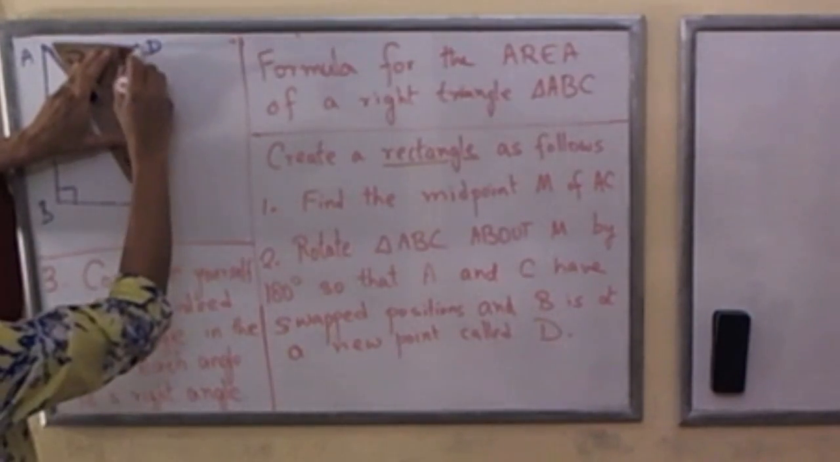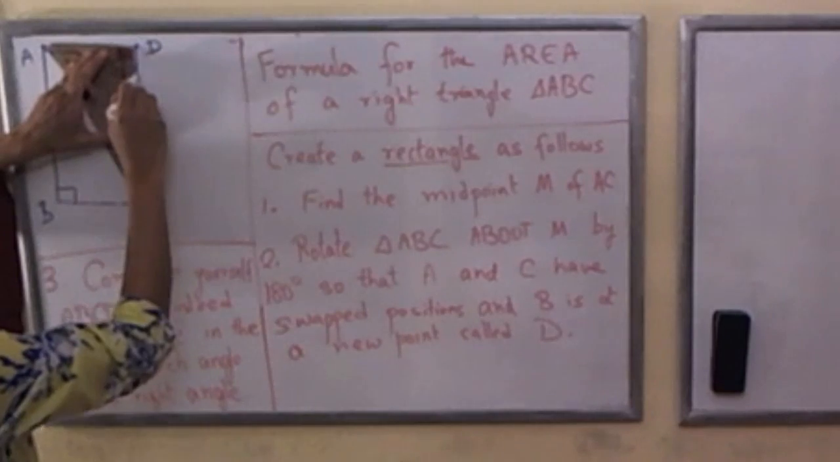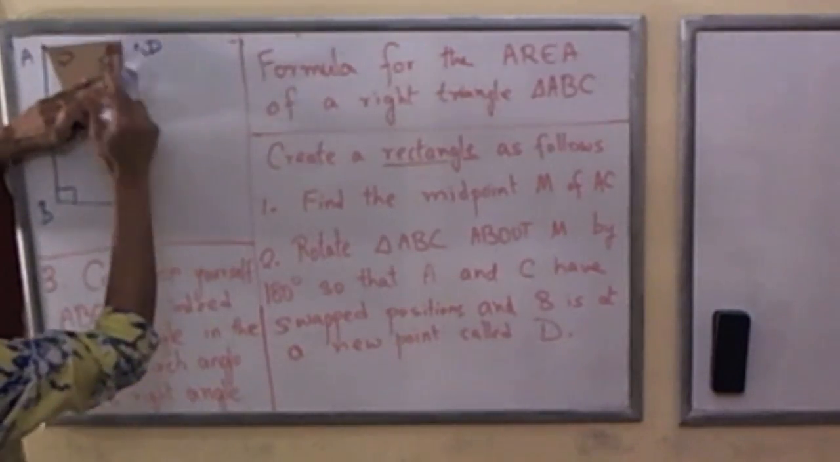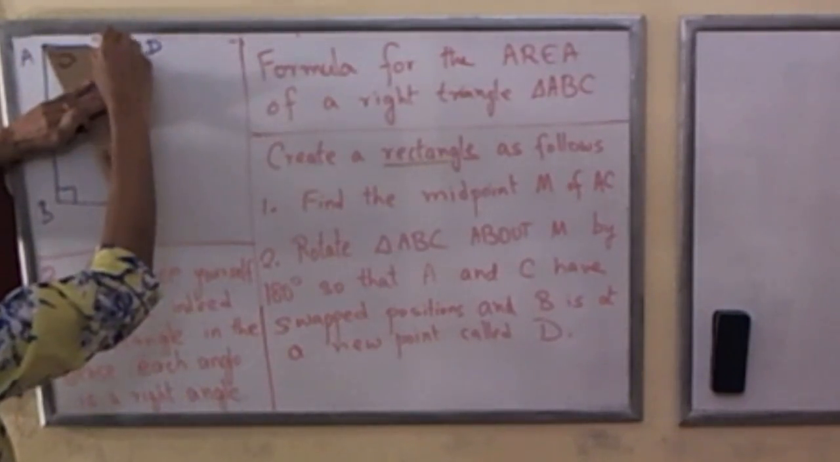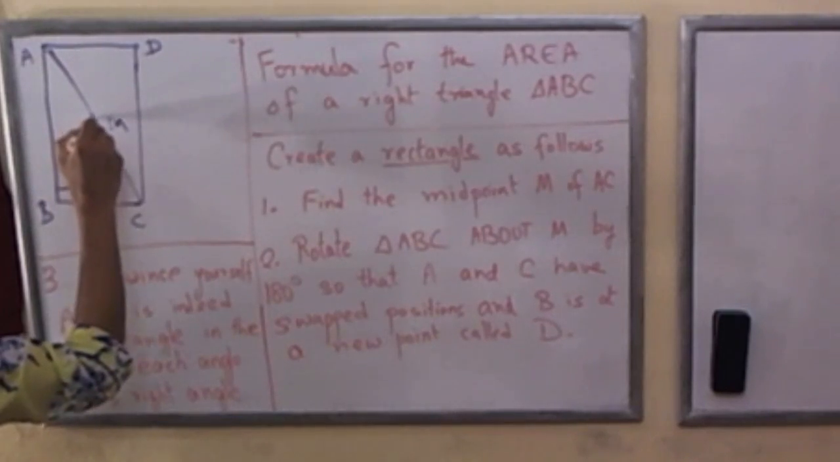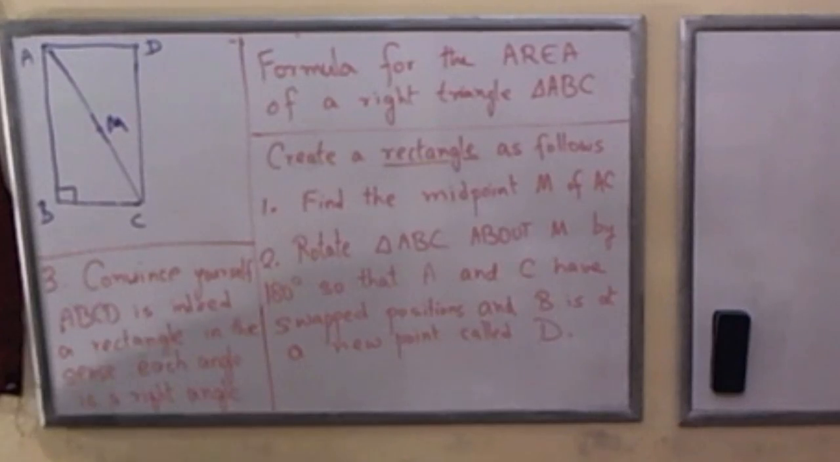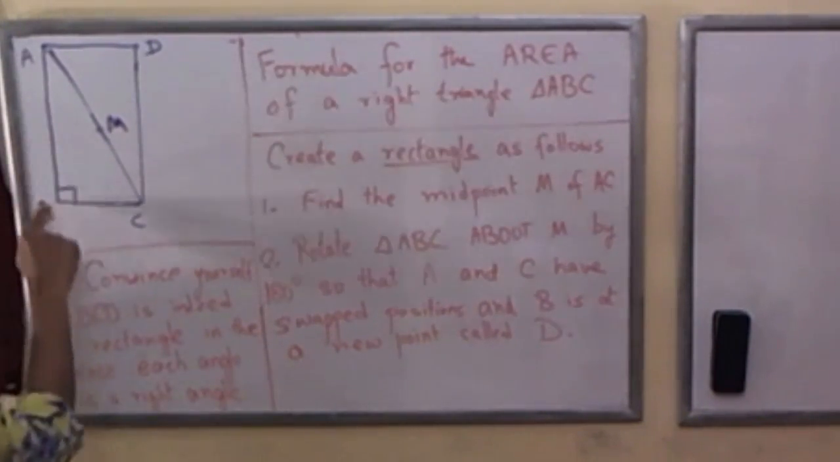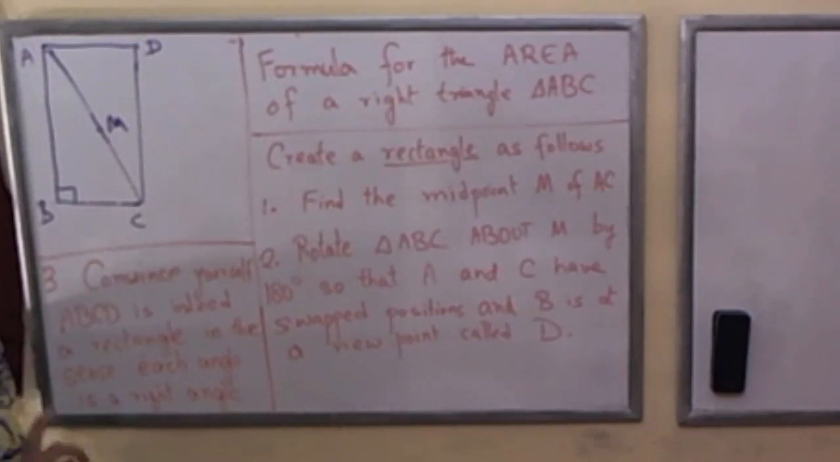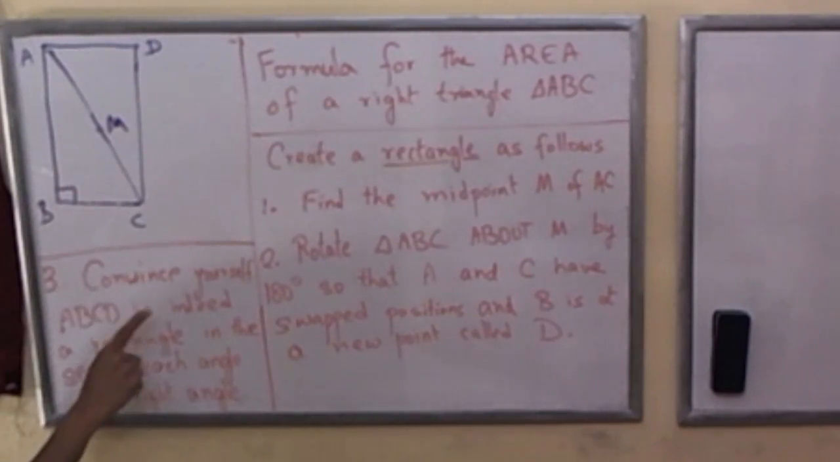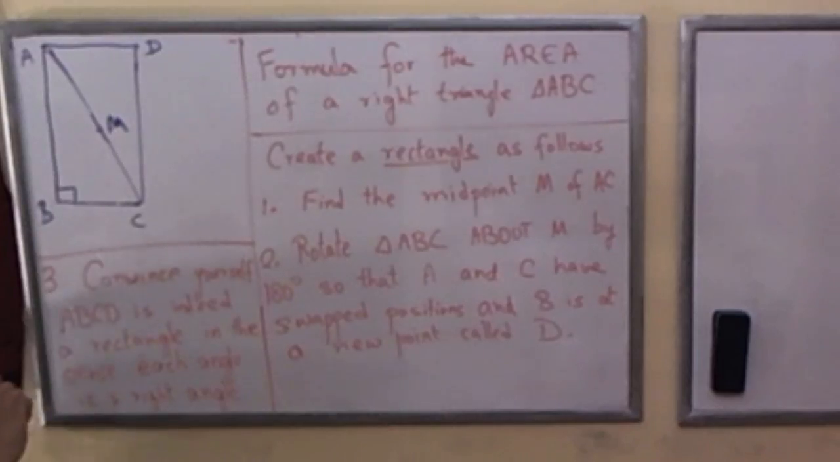So let me complete this rectangle the best I can. Okay, there it is. Okay, so we have completed step number 2. And you heard me say ABCD is a rectangle. Wait a minute, let's convince ourselves indeed ABCD is a rectangle.